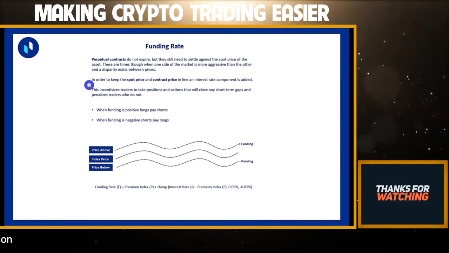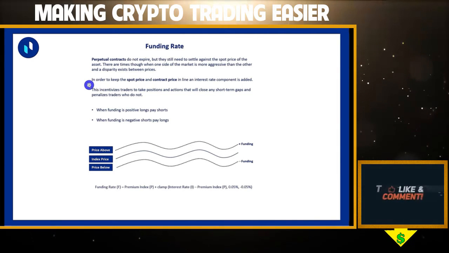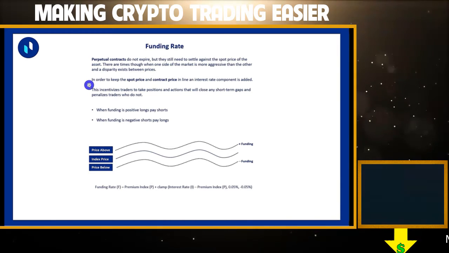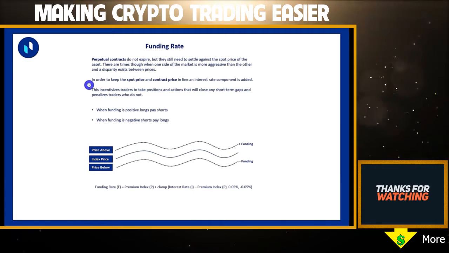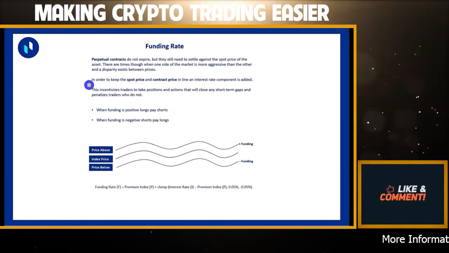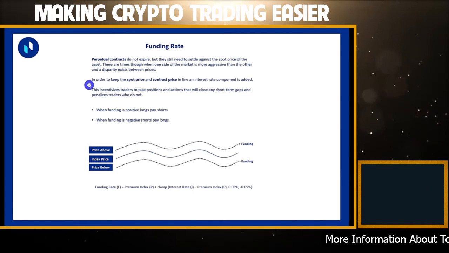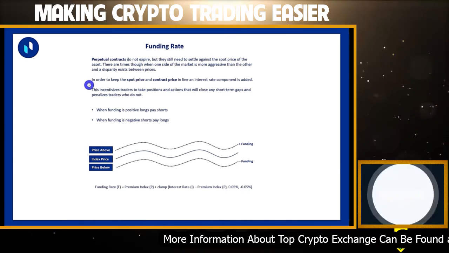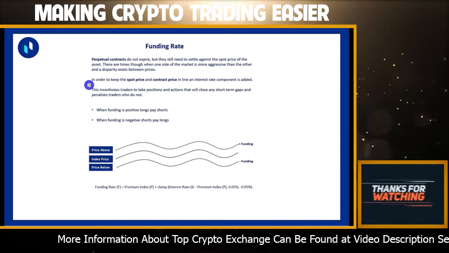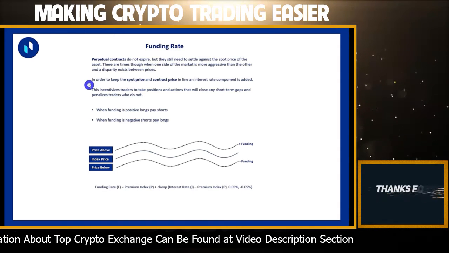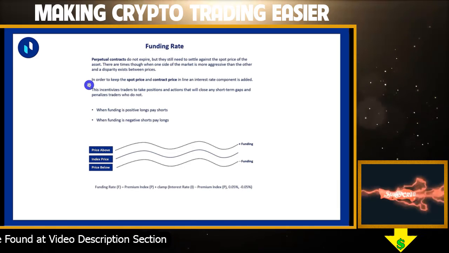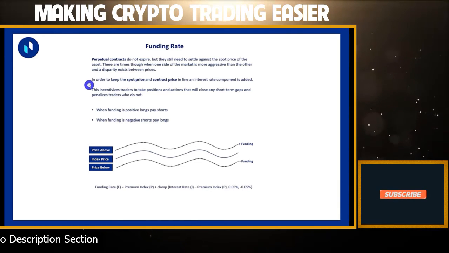Okay, so this is used to keep the spot price and the contract price in line. It acts as an interest rate component when one side of the market is experiencing this negatively. If the funding rate is positive, longs are going to be paying shorts. This is essentially like that margin interest rate component that longs would be paying if they were using a traditional margin exchange. If they were on an equities exchange, for example, and using margin, they'd be paying interest to keep that position open.